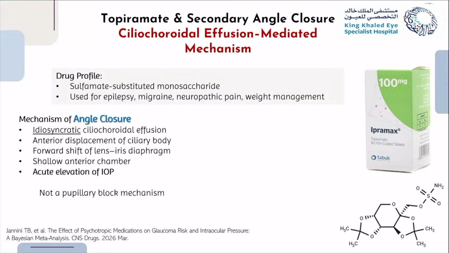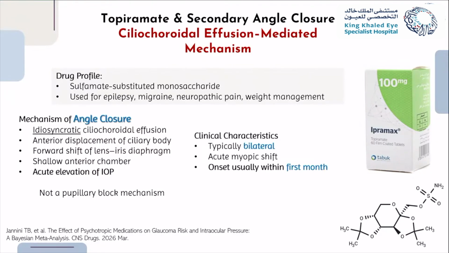So it's an idiosyncratic ciliochoroidal effusion, leading to anterior displacement of the ciliary body, forward shift of the lens-iris diaphragm, and acute elevation in the IOP. Clinically, it appears bilaterally, and it will lead to acute myopic shift. The onset is usually within the first month of initiation.